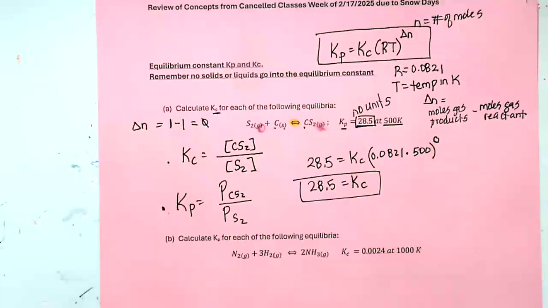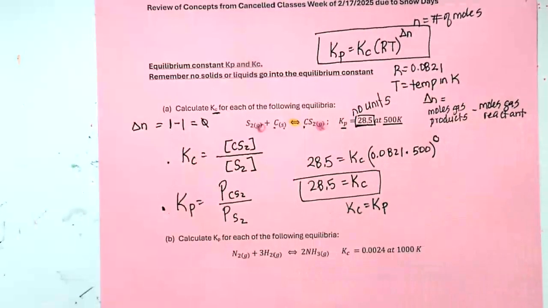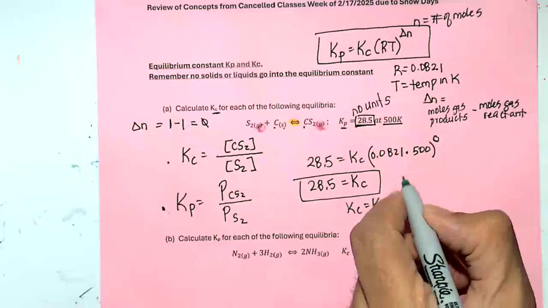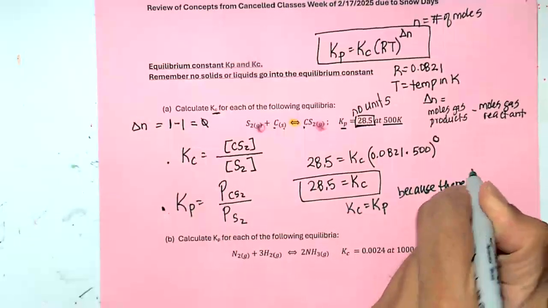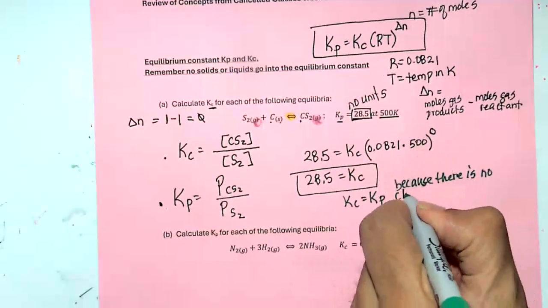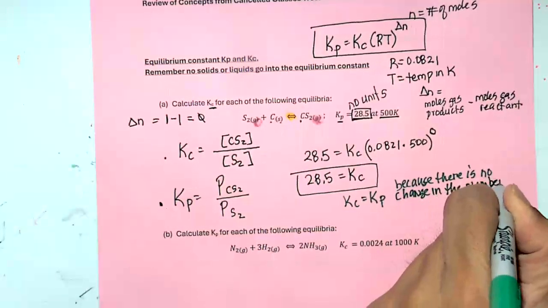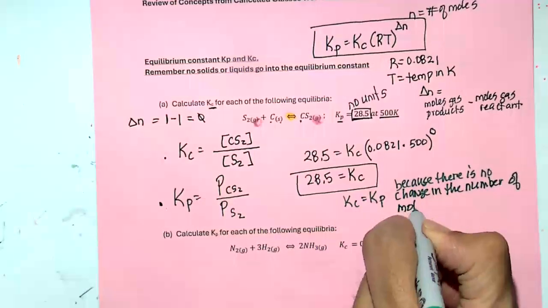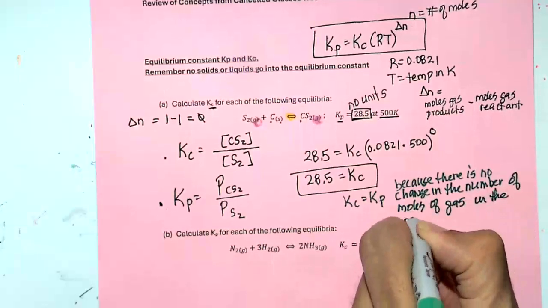We have this kink or alteration only when you're dealing with gases. Only when you have gases do you have this extra complication. So Kc is equal to Kp because there's no change in the number of moles of gases in the reaction.